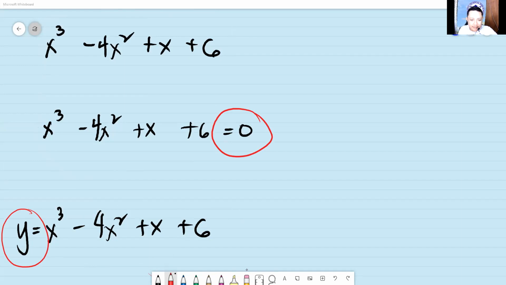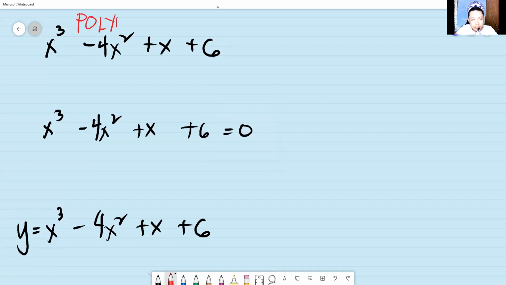Other answers, please. Polynomial, polynomial equation, polynomial function. Wow, very good, May. Thank you for identifying all those. You're correct. This is a polynomial, simple polynomial. It's just an expression. It's just a polynomial. That's it. Walang equal, walang equals y.